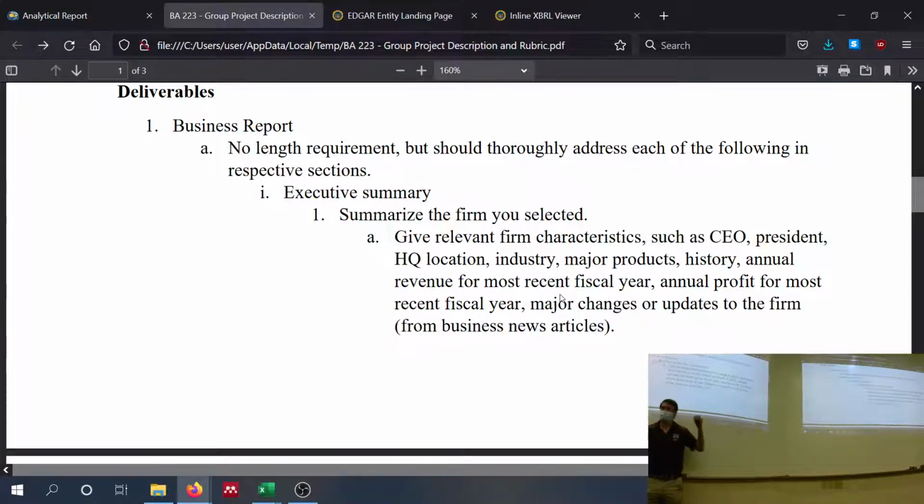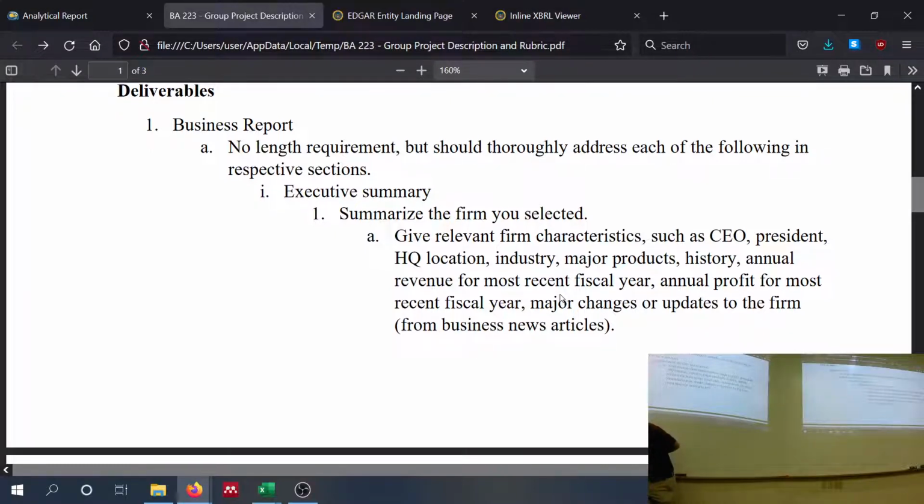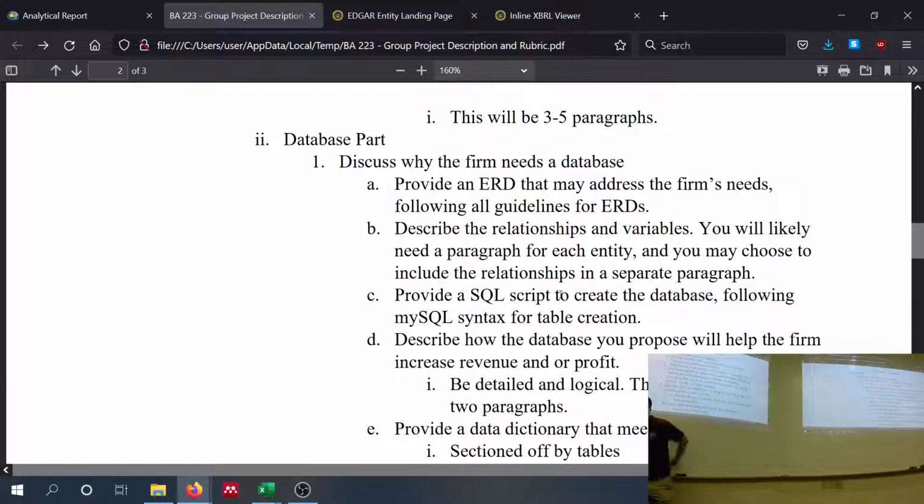An executive summary is only going to be a couple paragraphs, okay? You have one paragraph talking about the major firm characteristics, maybe one paragraph talking about their revenue and profit, maybe one paragraph talking about their products and services, maybe 1 or 2 paragraphs talking about their major changes, updates, that sort of stuff. So, does that make sense? Like I said, I'll take questions at the end. So, I'll say that, 3 to 5 paragraphs.